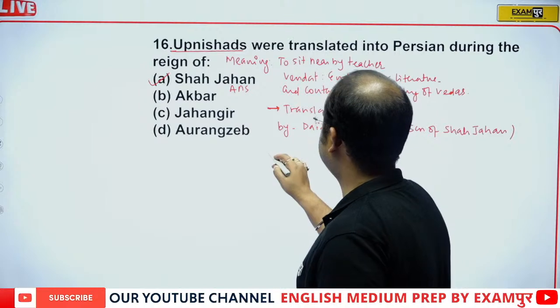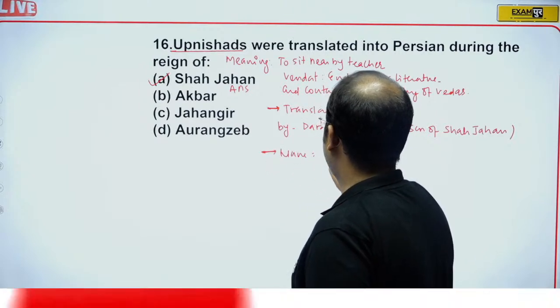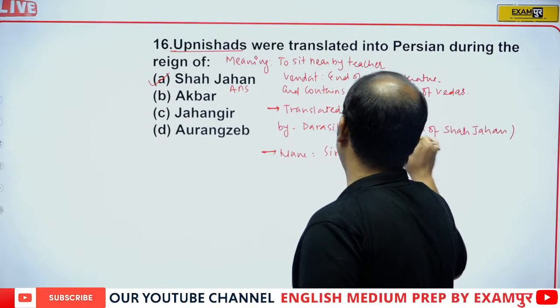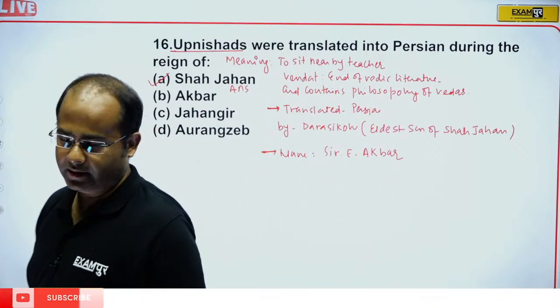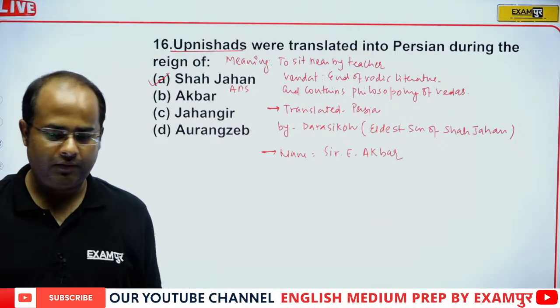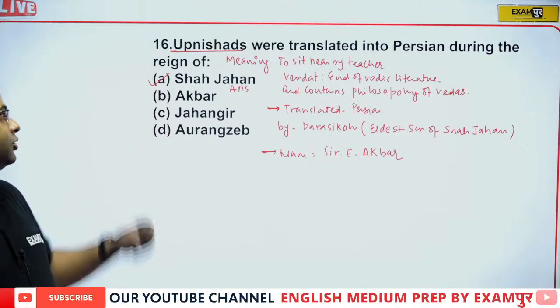Dara Shikoh translated this by the name of Sirre Akbar. Sirre Akbar is the Persian name of the translated version of the Upanishads. Therefore, the correct answer will be what? It will be Shah Jahan.